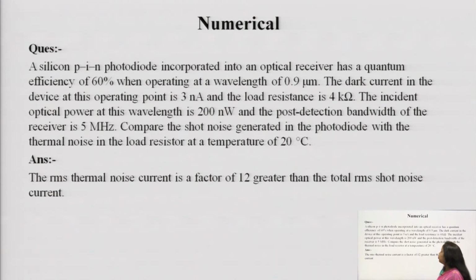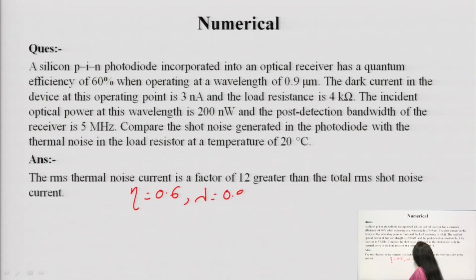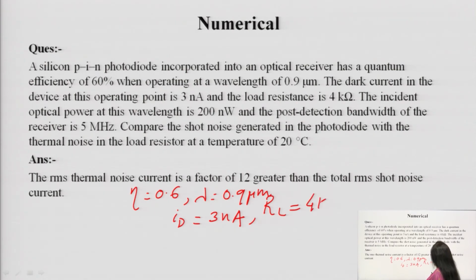A silicon pin photodiode is incorporated into an optical receiver. It has a quantum efficiency of 60%, that is, the efficiency is given as 0.6, when operating at a wavelength of 0.9 micrometer. The dark current in the device is 3 nanoampere and the load resistance is RL equal to 4 kilo ohm.